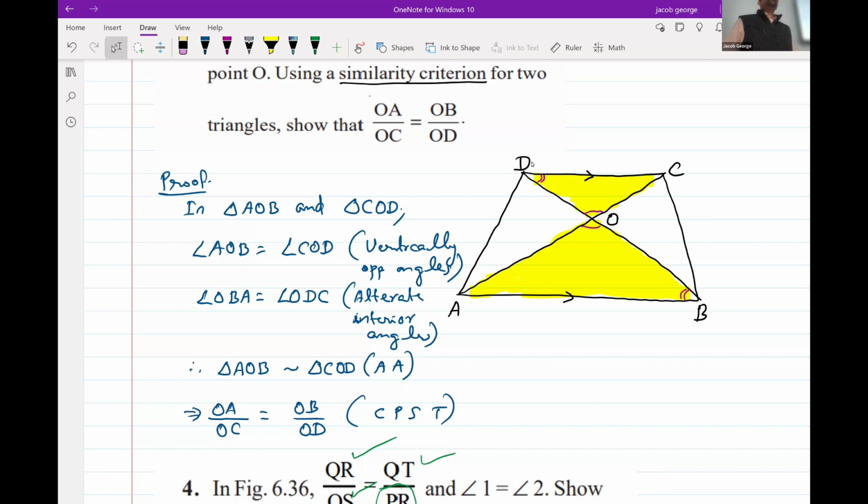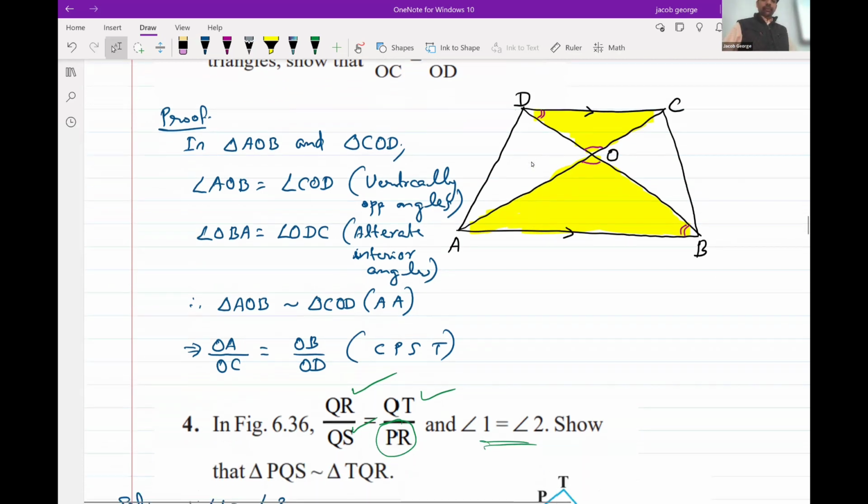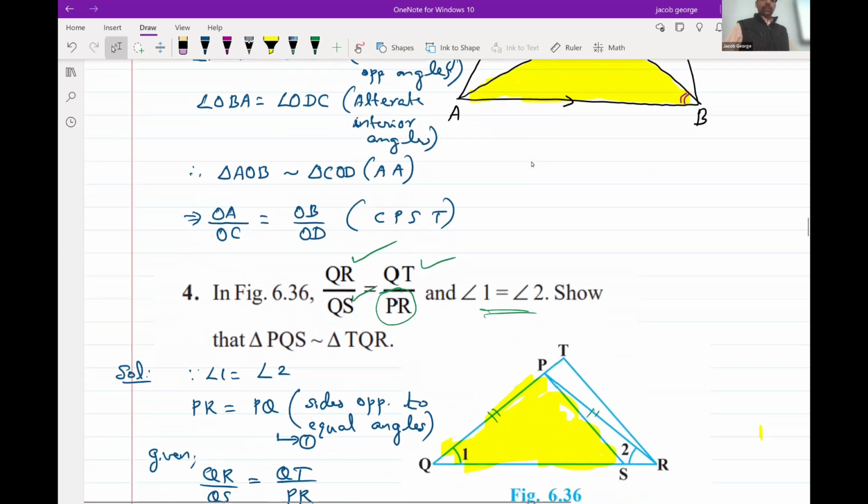So all of you completed? Yes. You will do the fourth also. The fourth question is another important one. So please copy the fourth question.